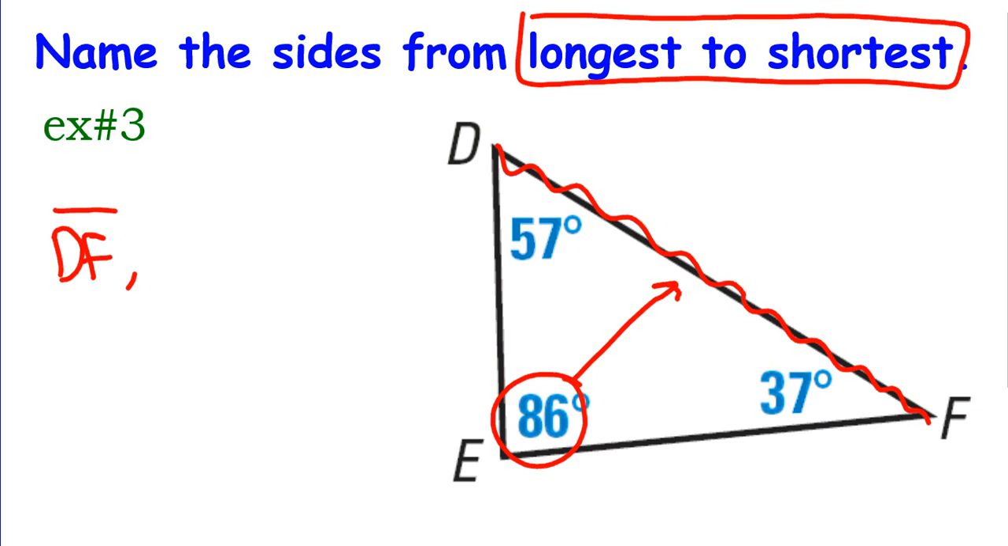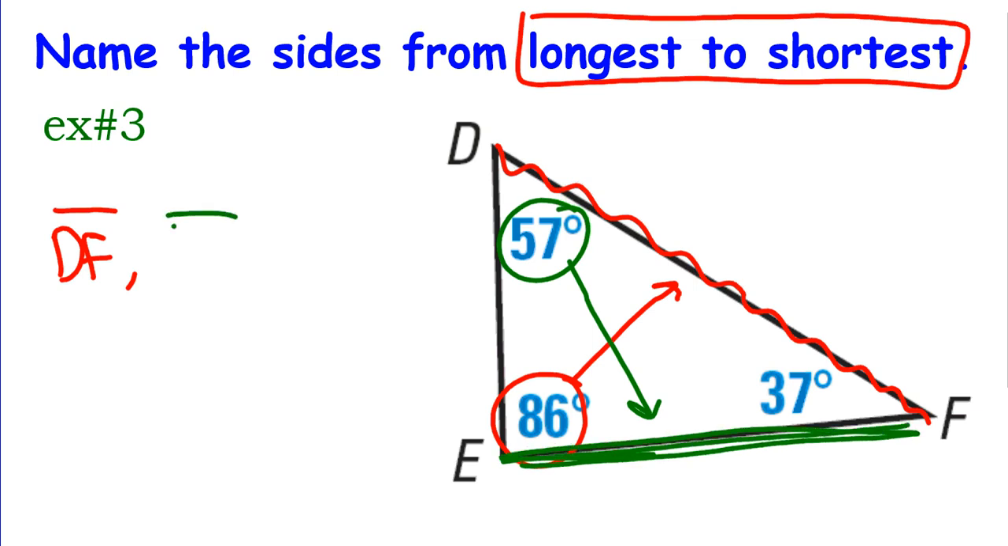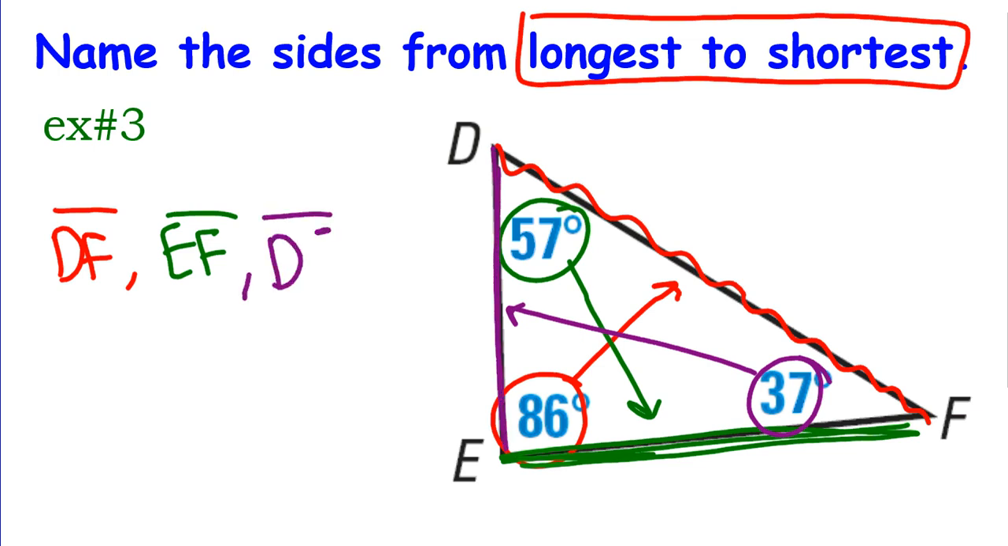My next biggest angle is 57 degrees. So across from my 57 degree angle is side EF, so segment EF. And then my smallest angle is 37 degrees, and that is across from side DE. So that is my shortest side, since it's across from the smallest angle.